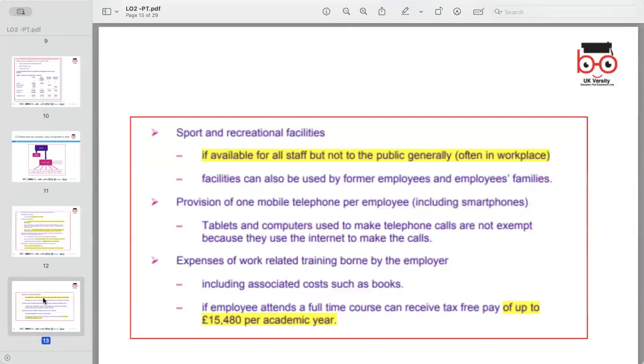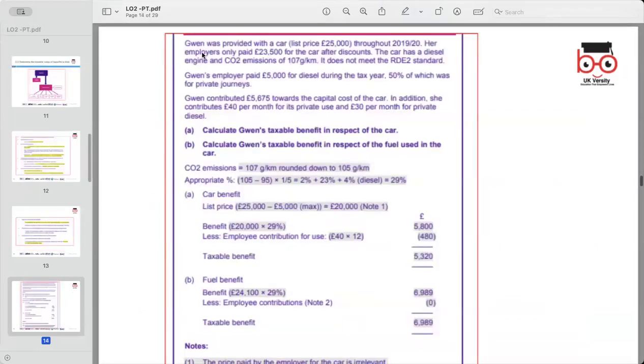Lastly, we'll cover work-related training expenses. Employers may cover the expenses associated with training their employees for work-related purposes. This can include things like the cost of courses, training material such as books, and any other necessary expenses. Additionally, if an employee attends a full-time course, they can receive tax-free pay up to a certain amount per academic year. Any questions, if anyone is there?